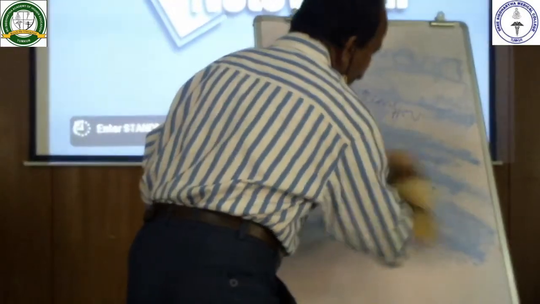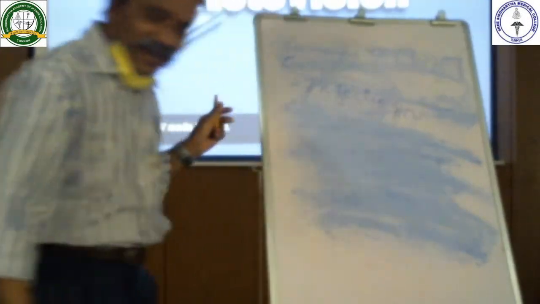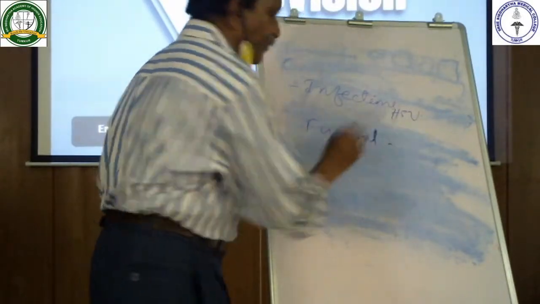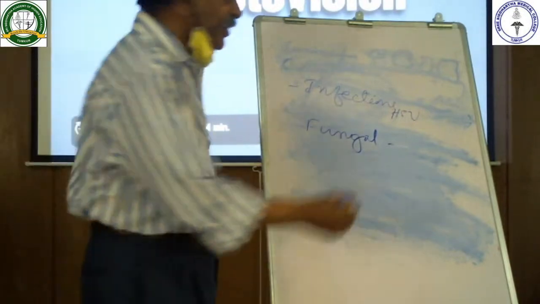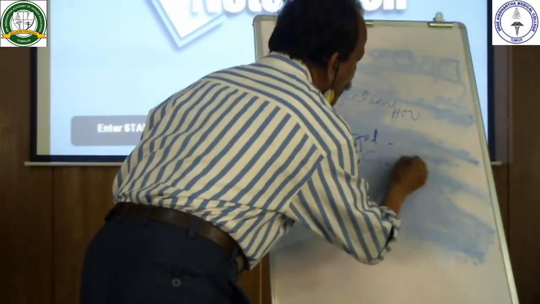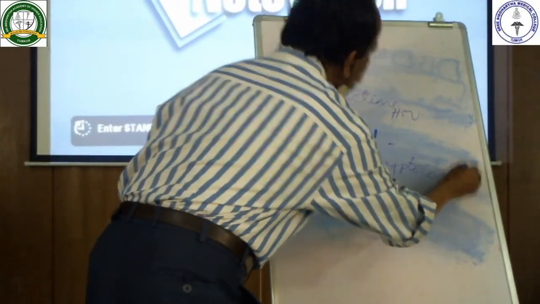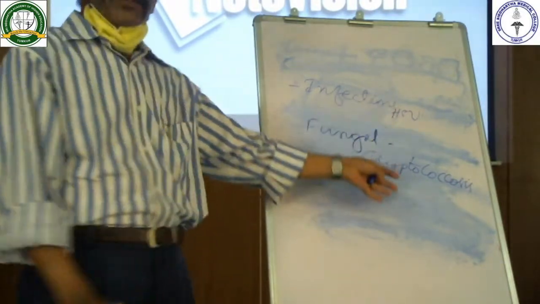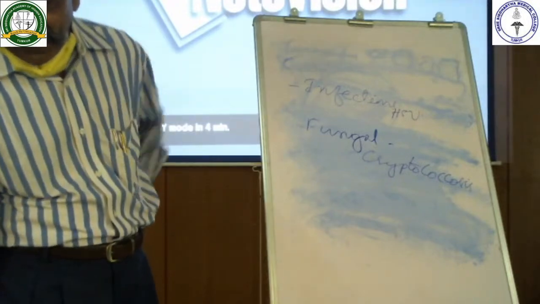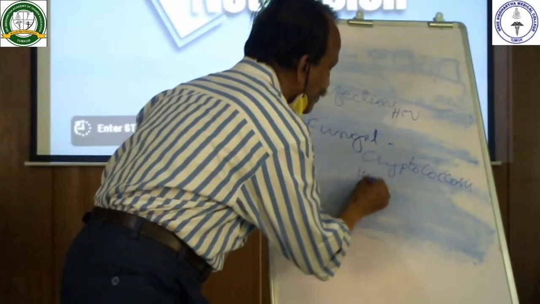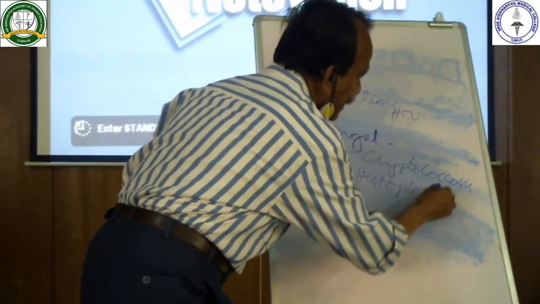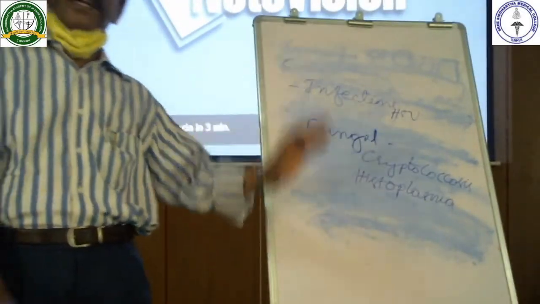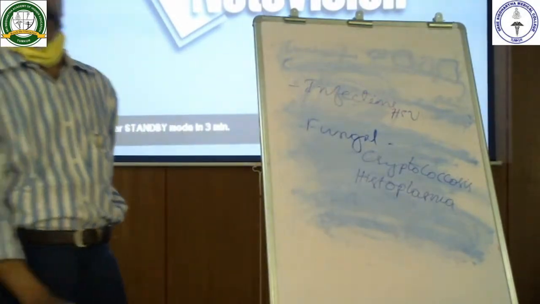And the third one is the fungal infections. Some of the fungal infections can cause the enlargement of the lymph nodes, that is cryptococcosis. As such, the enlargement of the lymph node in fungal infections is rare. Only in immunodeficient individuals can cryptococcosis cause the enlargement of the lymph nodes, and even histoplasma. Cryptococcosis and histoplasma are some of the fungal infections which can cause the enlargement of the lymph nodes.